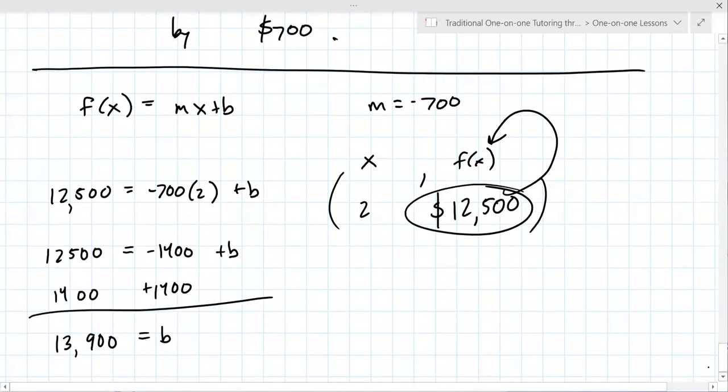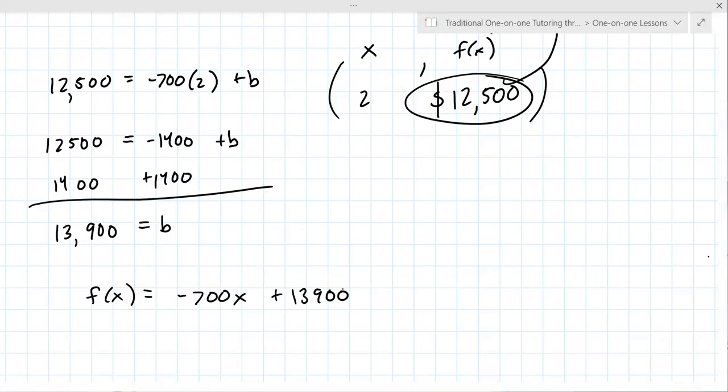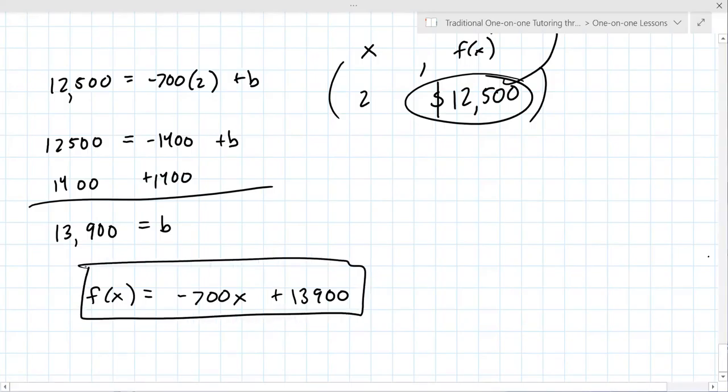And is that all correct? Oh, yes. So now your f of x is minus 700x plus 13,900. So then, wait, say what you just said again, please. This is just the function. This is part B, find the function. Okay. We're done. Yes. All right. F of x equals minus 700x plus 13,900. So you have to solve it to figure out the b, and then you put in the b.